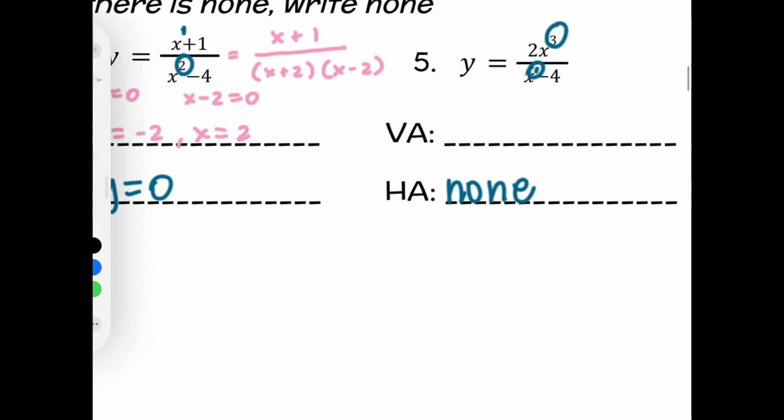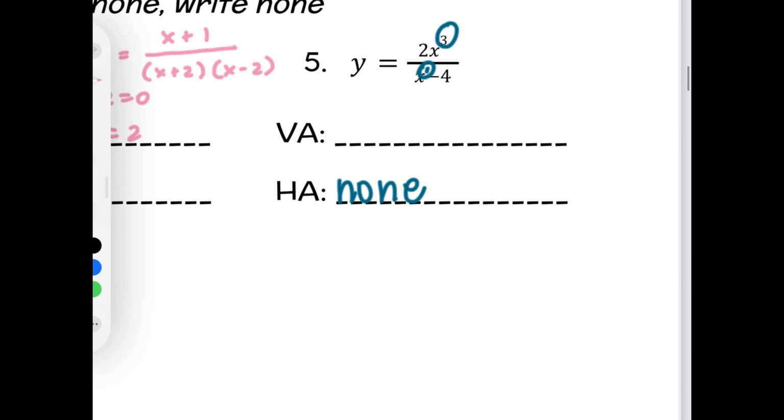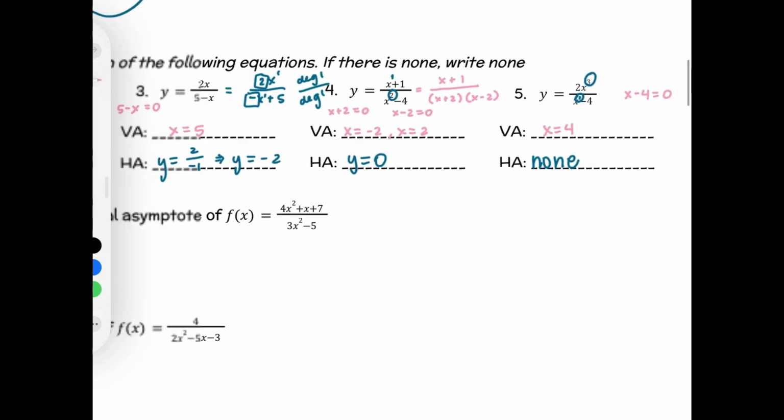Okay, and then for the last one, set the denominator equal to 0, x minus 4 equals 0, so x would equal 4. Okay, so I feel like the biggest thing to remember is that vertical asymptote is your denominator, horizontal asymptote is the degrees. You need to remember what each one means.